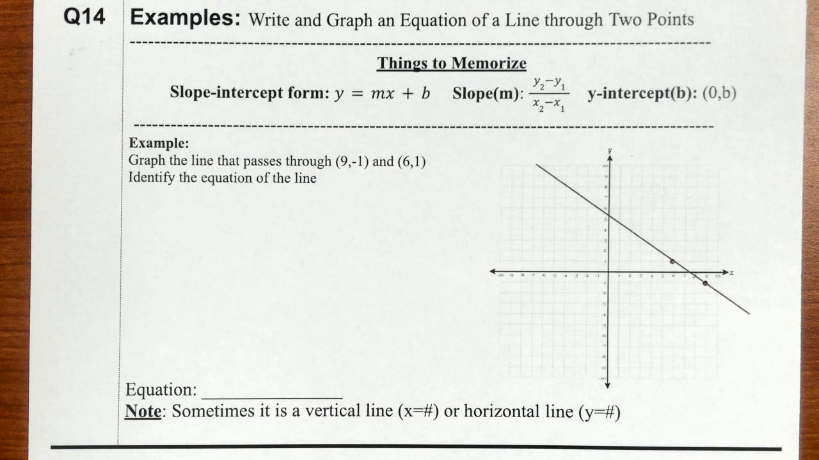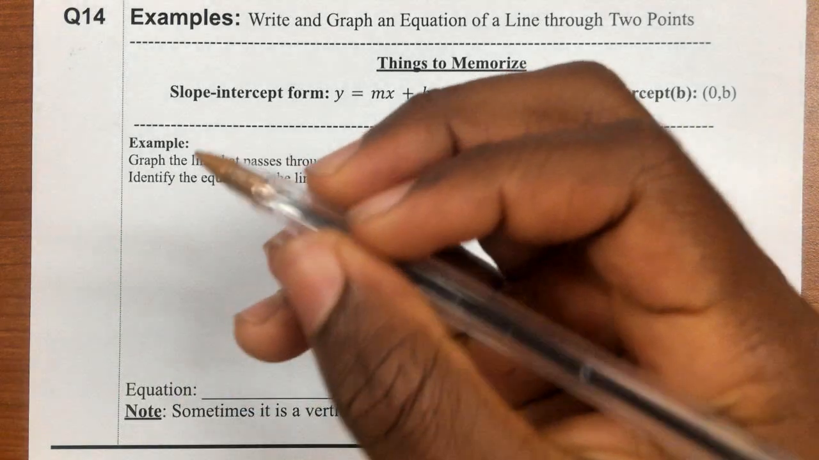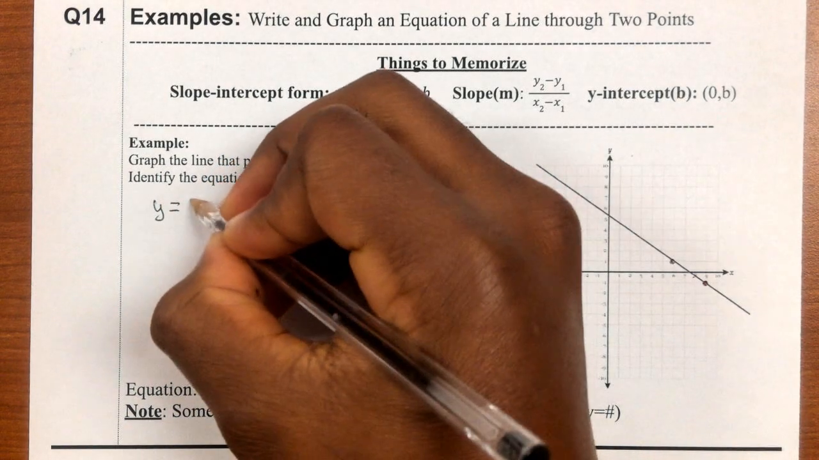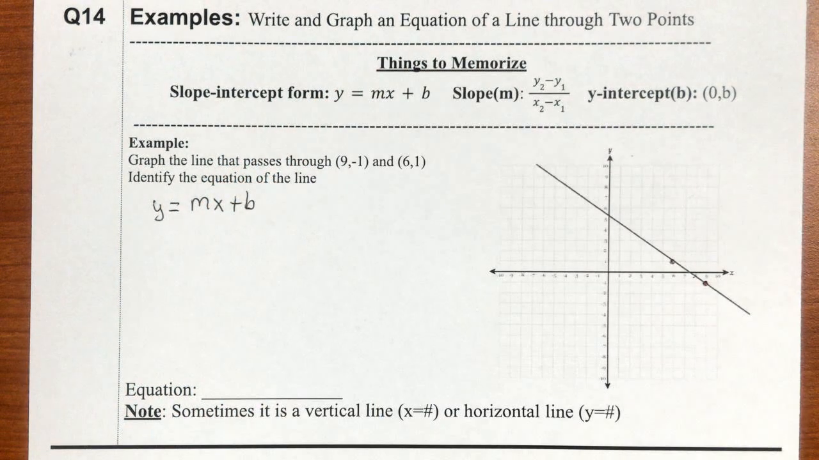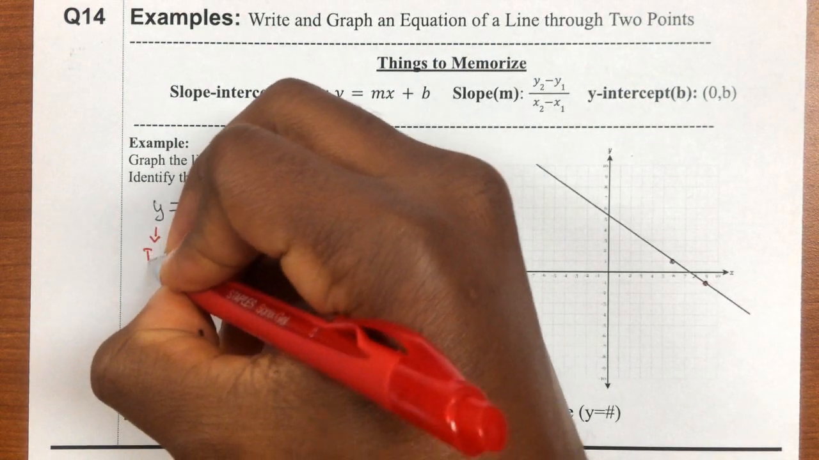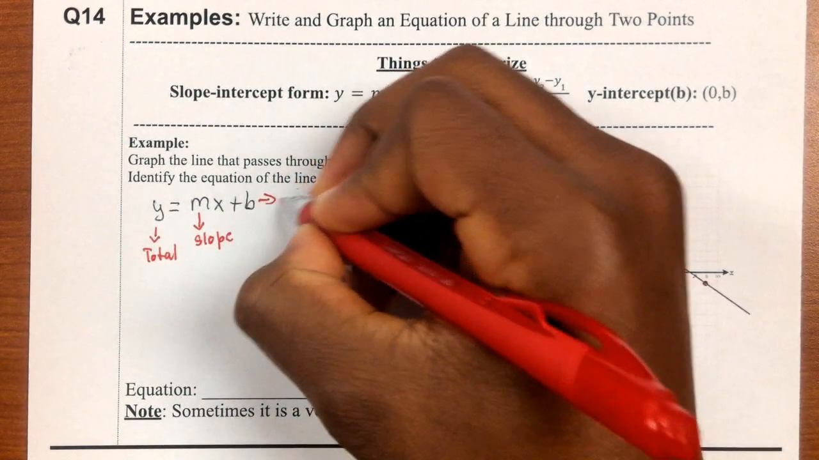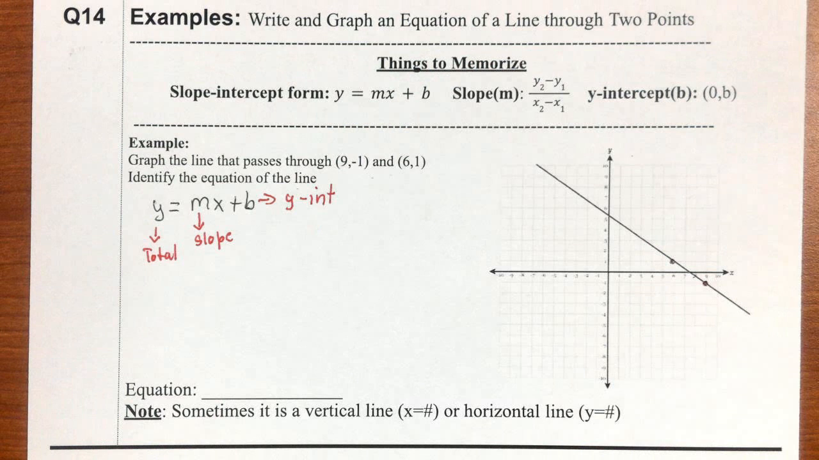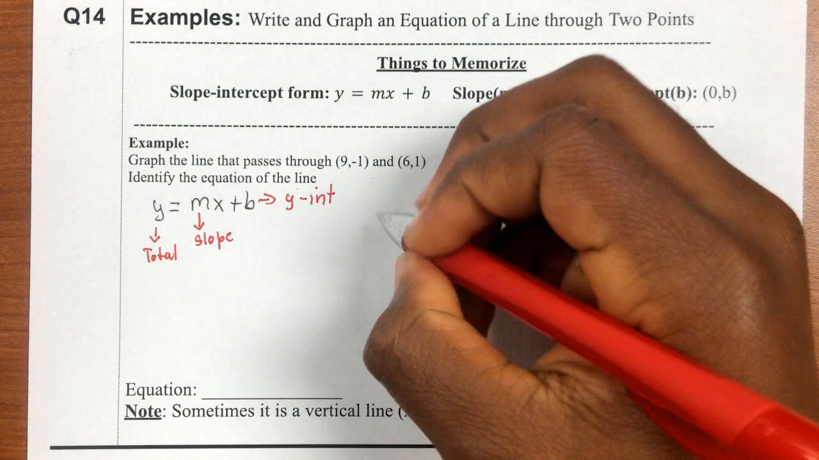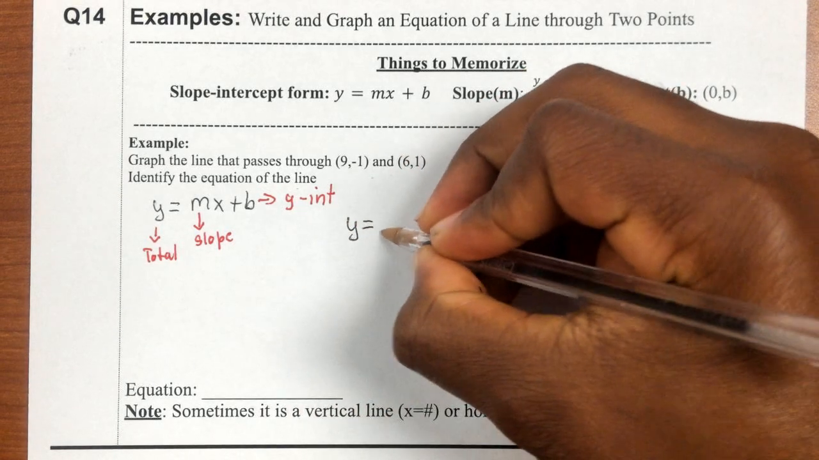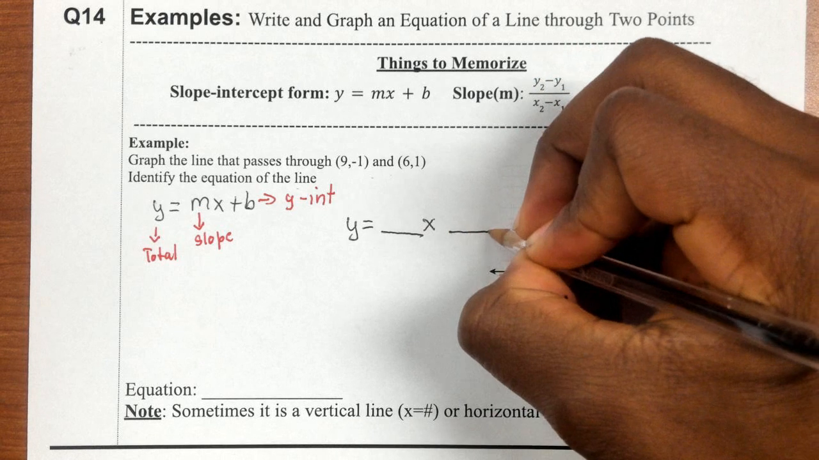So I need to figure out what would be the equation of this line. To figure out this equation, I need to remember the general form for an equation, which is y equals mx plus b, where y is your total, m is your slope, and b is your y-intercept. So you are going to write an equation where y is equal to some slope x and some y-intercept.